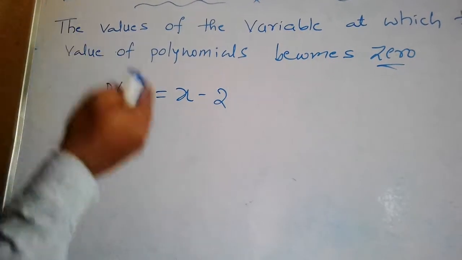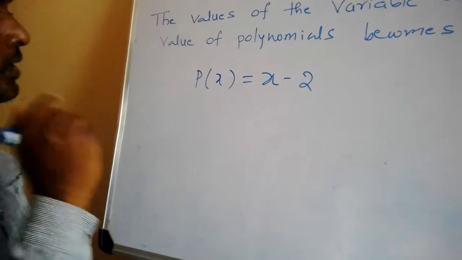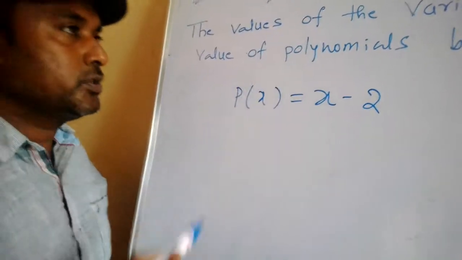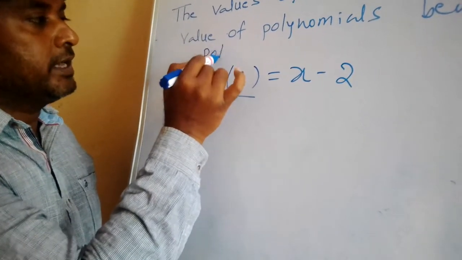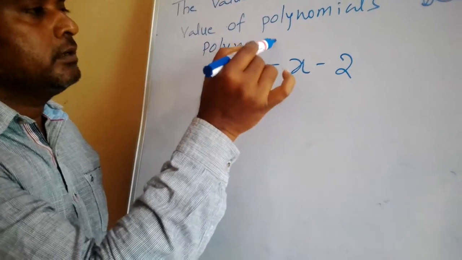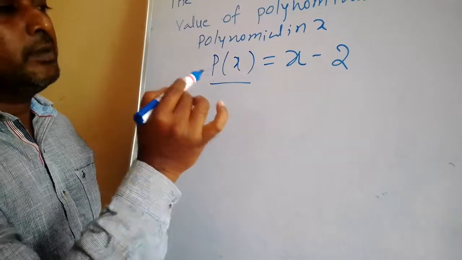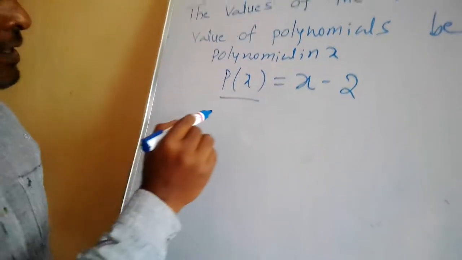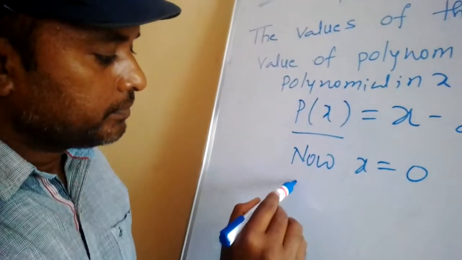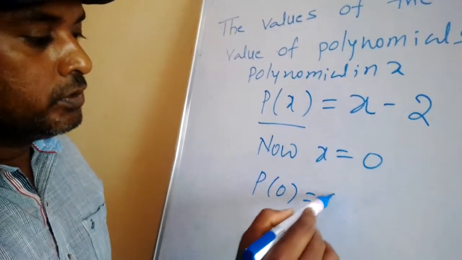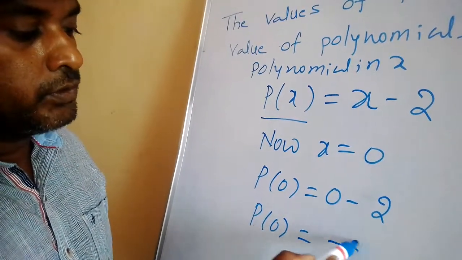We can understand this definition by explaining it with this problem. Here p of x equal to x minus 2 is one of the polynomials. P of x is nothing but a polynomial in x, a short form. Polynomial in x can be written as p of x. Now I will put x equal to 0 here. P of 0 is equal to 0 minus 2, so p of 0 is equal to minus 2.